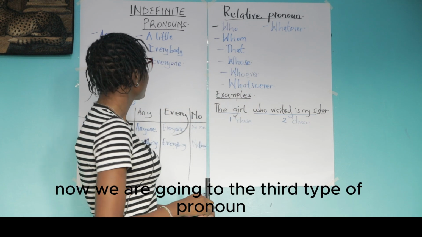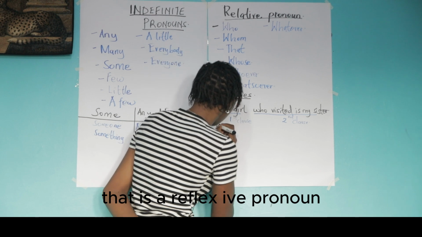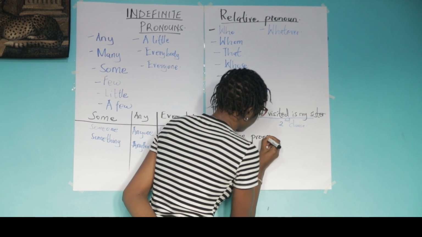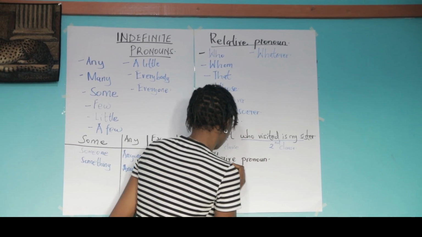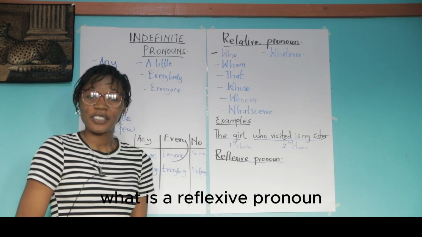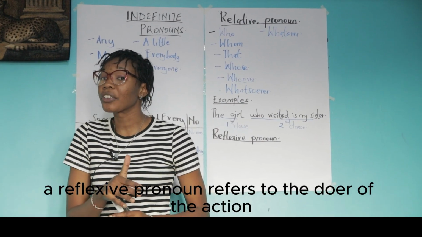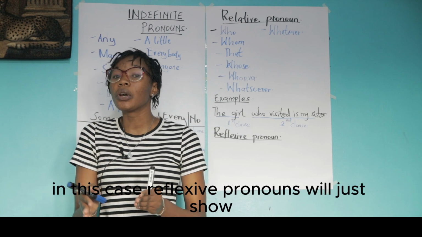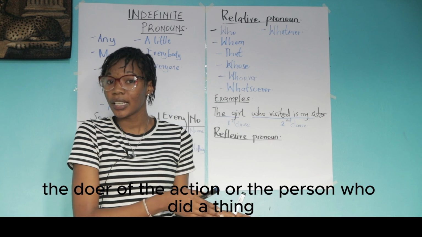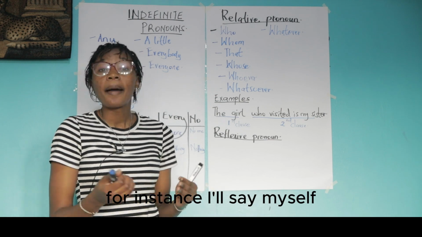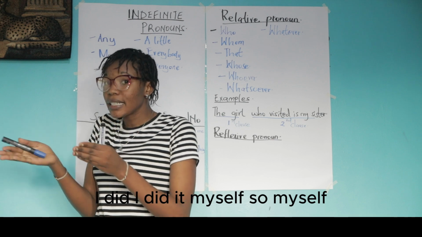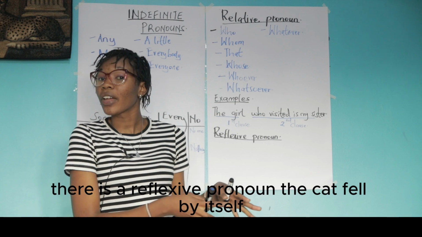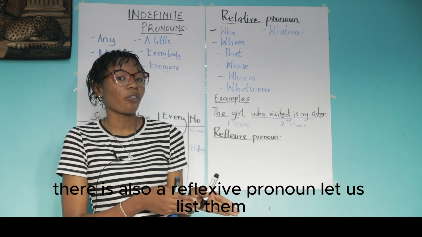Now we are going to the third type of pronoun, that is a reflexive pronoun. What is a reflexive pronoun? From the word reflex, a reflexive pronoun refers to the doer of the action. Reflexive pronouns just show the doer of the action or the person who did a thing. For instance, I did it myself. So myself there is a reflexive pronoun. The cat fell by itself. Itself there is also a reflexive pronoun.